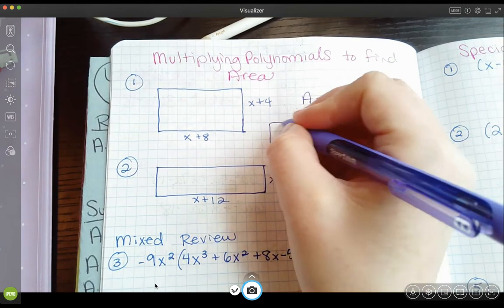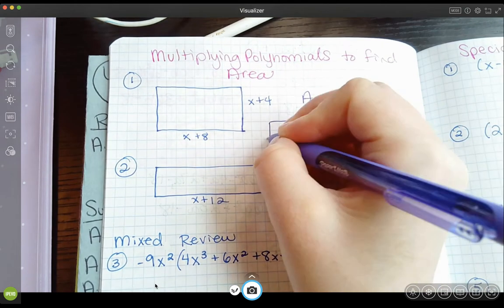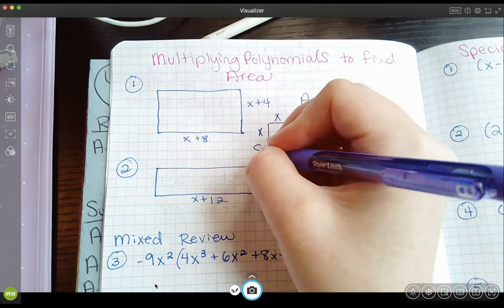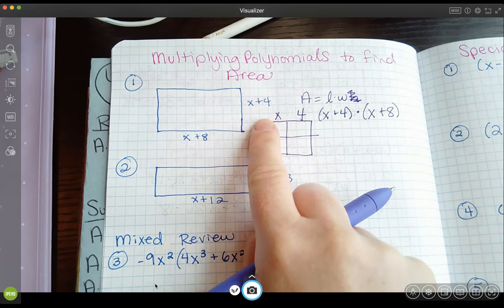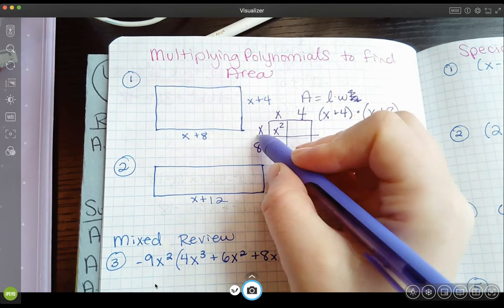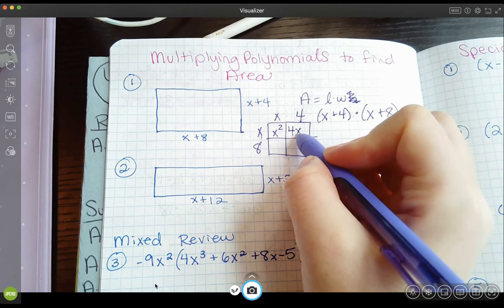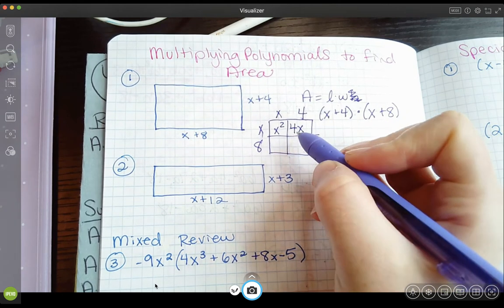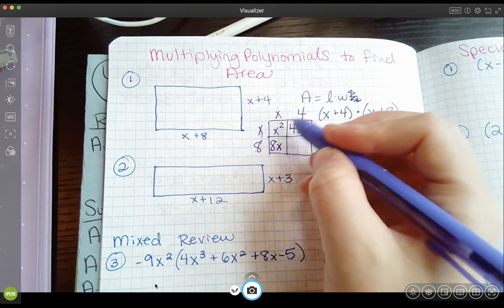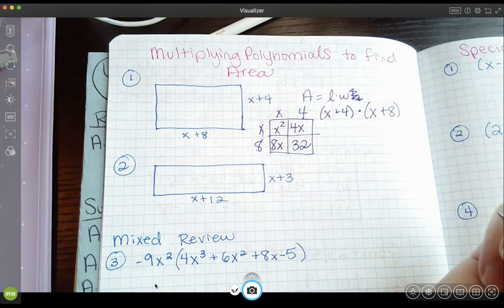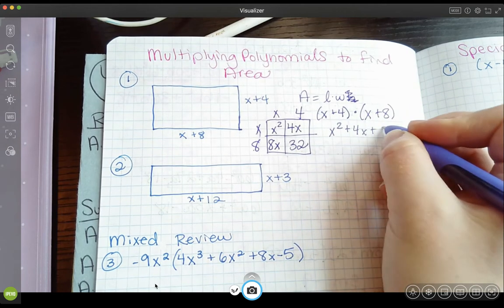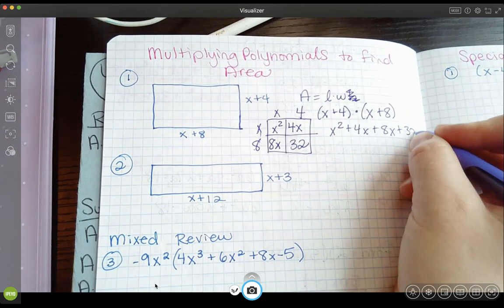So remember how I had y'all do this? So it's x plus 4, x plus 8. It doesn't matter which one you put on top or side. X times x is x squared. X times 4 is 4x. And you always want to put the number in front because that's the coefficient. 8 times x and 8 times 4. And so we have x squared plus 4x plus 8x plus 32.